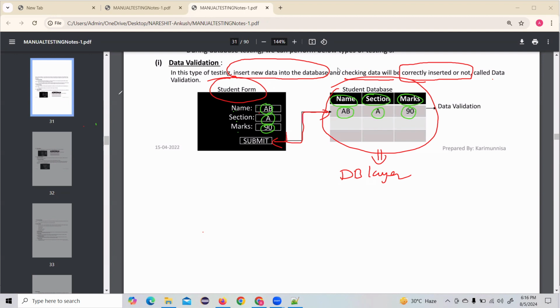Understanding? Okay. Now next time, I will update the data. See how many marks are there? 90. I want to update this existing data. This 90 I have to change to 80. Then which testing should we do? That we'll discuss now. So let us write this data validation testing. Copy this.